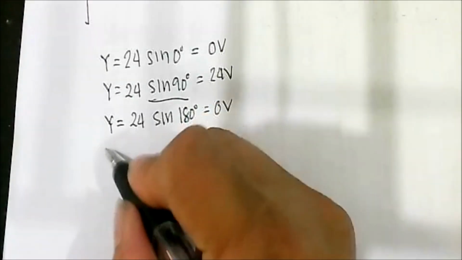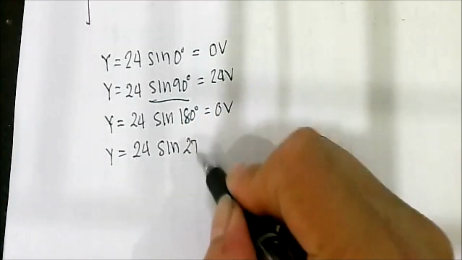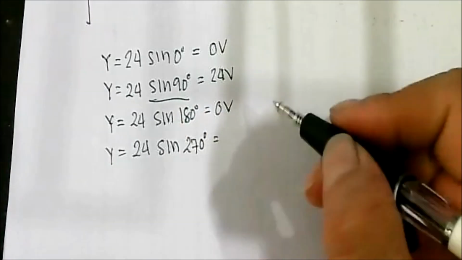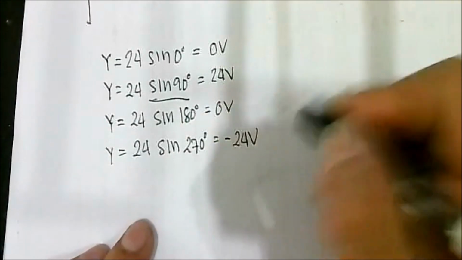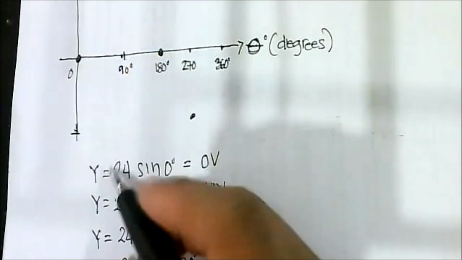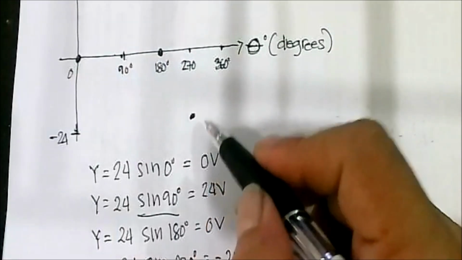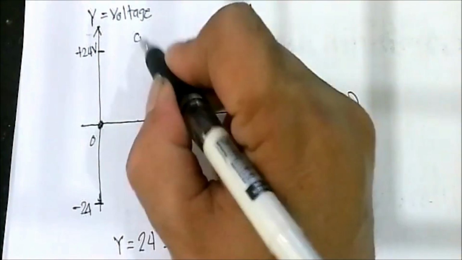The next, we are going to solve for y equals 24 sine 270 degrees. Sine 270 is negative 1 times 24, so we have negative 24 volts. This is the minimum, or this is your trough, and this is your crest.